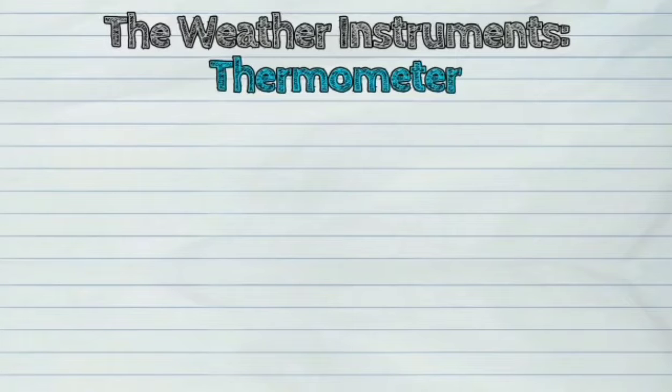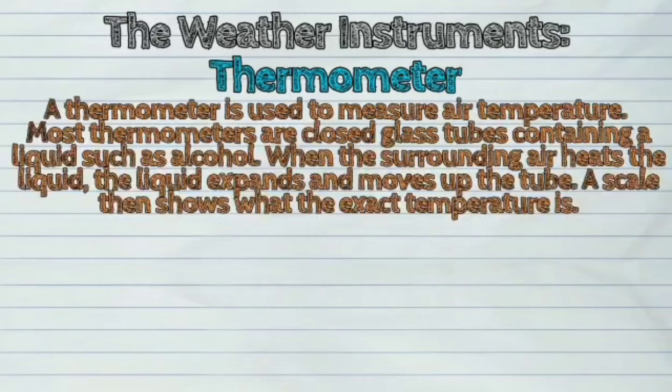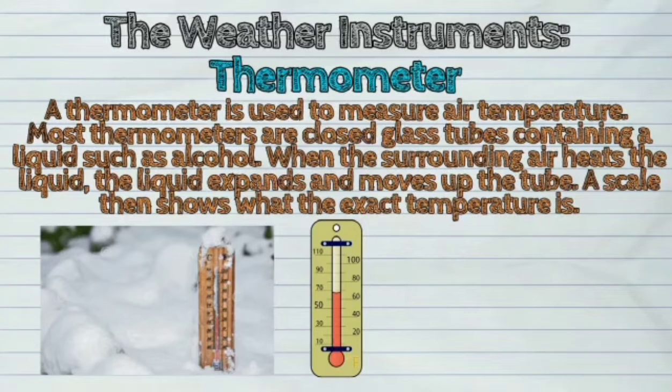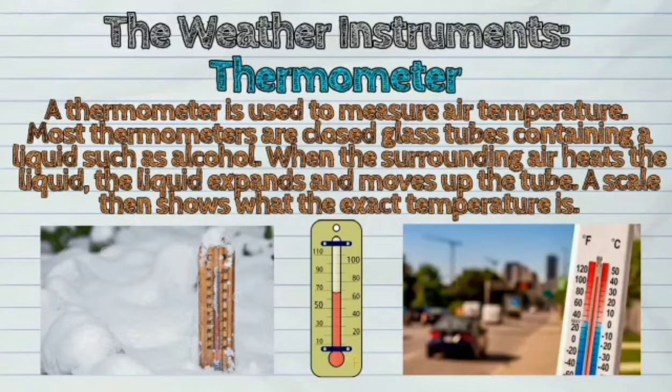Third, the thermometer. A thermometer is used to measure air temperature. Most thermometers are closed glass tubes containing a liquid such as alcohol. When the surrounding air heats the liquid, it expands and moves up the tube. A scale then shows what the exact temperature is.